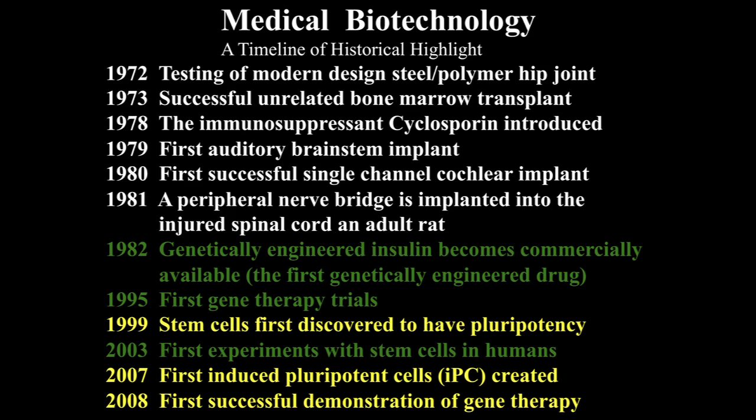Now we enter the era of genetic modification and how DNA-based technologies and advanced cell technologies will become useful for the development of artificial organs as well as cell and tissue engineering. So in 1982, we saw genetically engineered insulin become commercially available for the first time. 1995, the first gene therapy trials. I'll talk about this later, but this refers to the ability to take a cloned gene and attempt to replace a defective gene in humans.